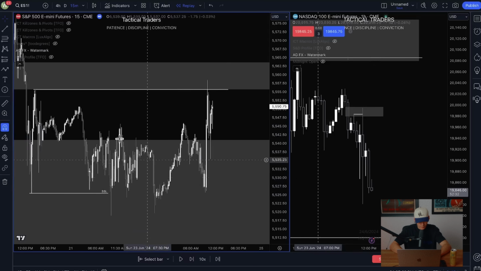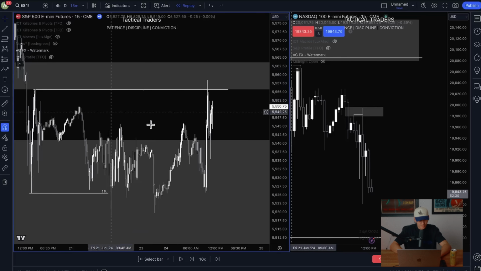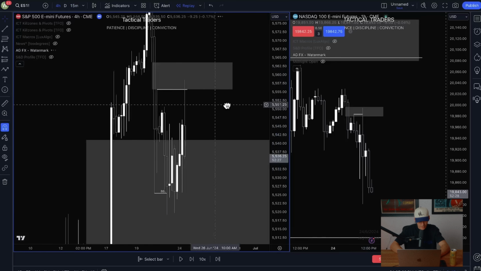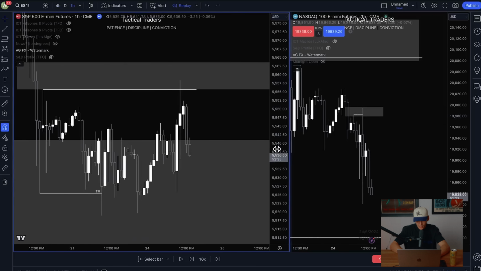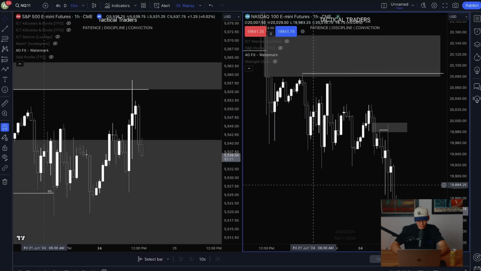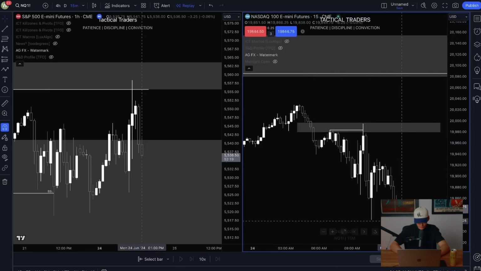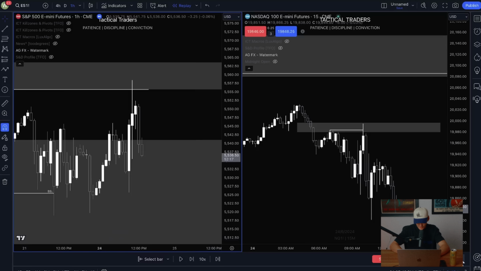Market opened and we ended up running all of these highs, right? So again, ran all of these highs. We rebalanced to this 4 hour fair value gap as well. But keep in mind, where is NQ on this chart? Yeah, exit out of this and let's start replaying.